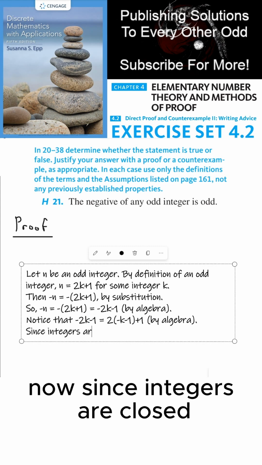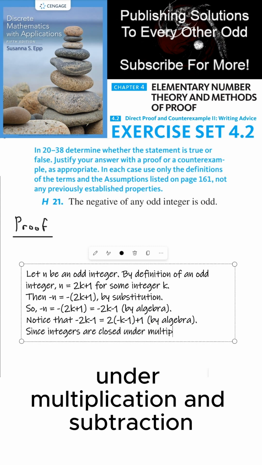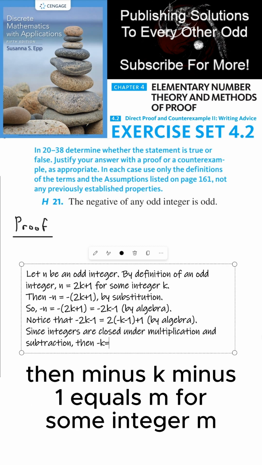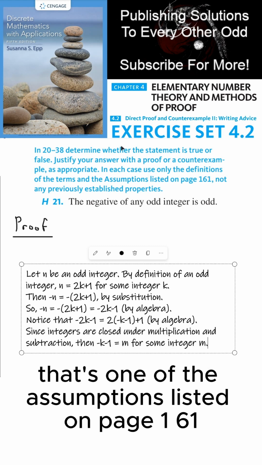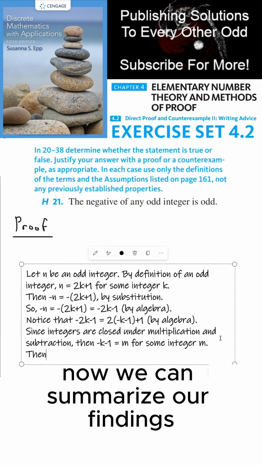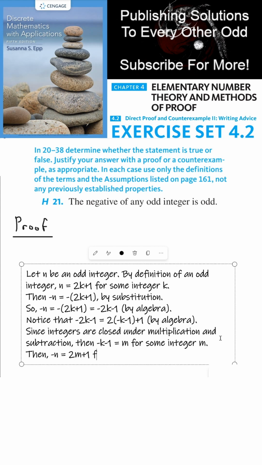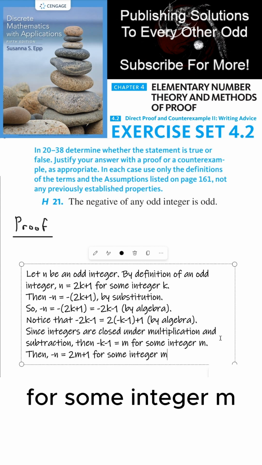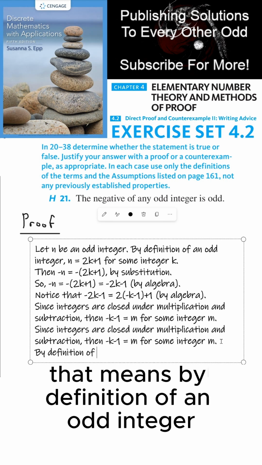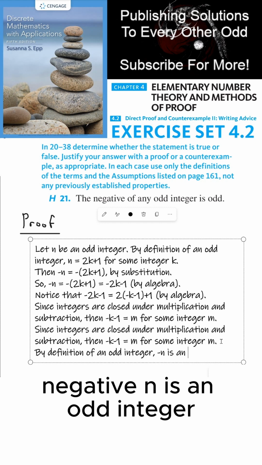Now, since integers are closed under multiplication and subtraction, then -k minus 1 equals m for some integer m. That's one of the assumptions listed on page 161. Now we can summarize our findings. This integer -n is equal to 2 times m plus 1 for some integer m. That means by definition of an odd integer, -n is an odd integer.